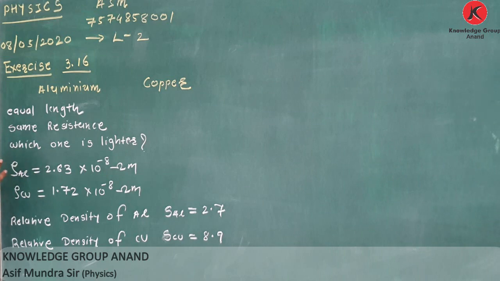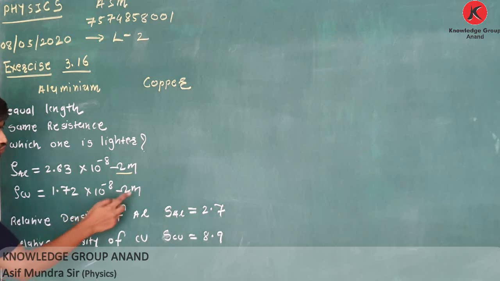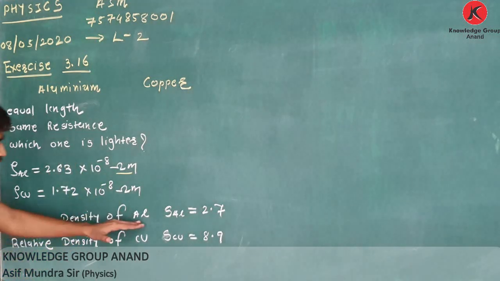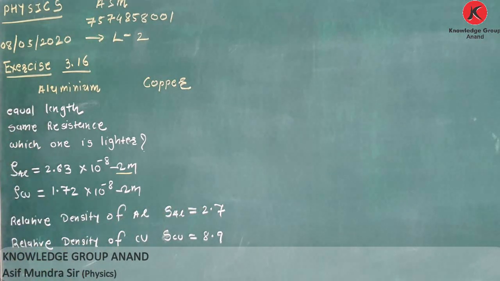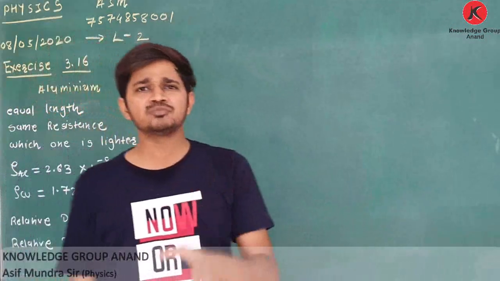Lighter means you have to compare their masses. Students, take care of one thing. Rho means resistivity. You can also think from this unit. Rho of Al means resistivity of aluminium, 2.63 into 10 raised to minus 8 ohm meter. Rho of copper, 1.72 into 10 raised to minus 8 ohm meter. Relative density of aluminium, S_Al, is equal to 2.7, and relative density of Cu is 8.9. You have to find which one is lighter, which means you have to find the relation between their masses.